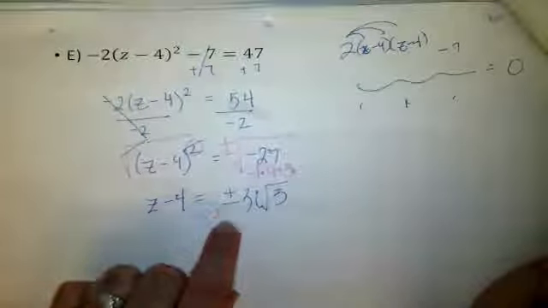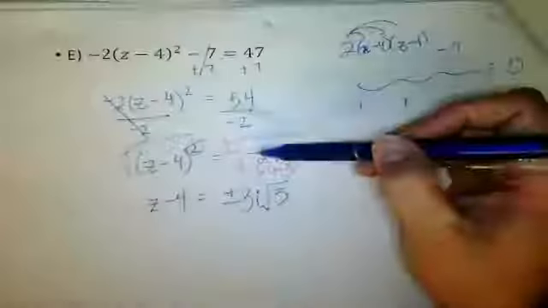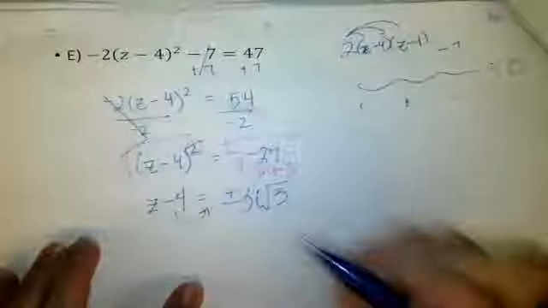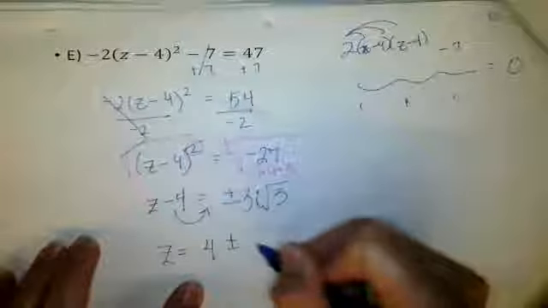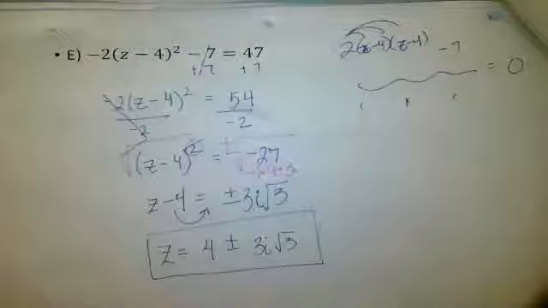We want it fully simplified, so you pull out the i's. Anytime you guys are going to find a negative in your answer, it's going to be imaginary. So pull out the i. And then we need to do what? Add the 4 to the other side. So we're going to get z equals 4 plus or minus 3i radical 3. You do have to take the i out.